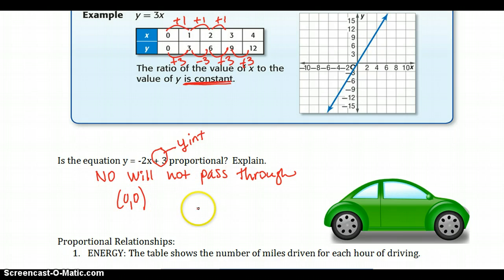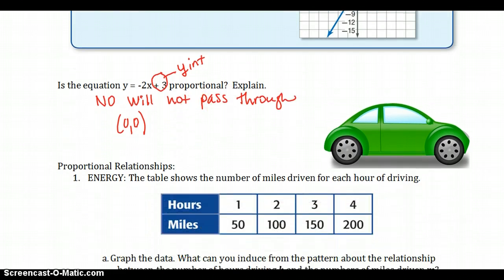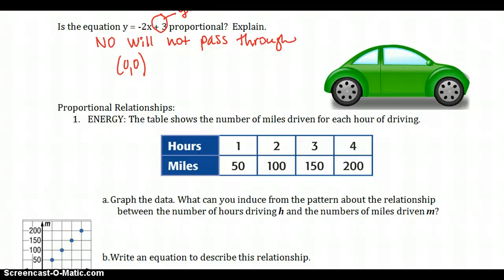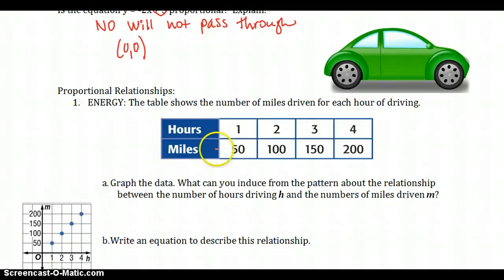There was something extra beyond the y equals kx. The extra was the plus 3. All right, these are proportional relationships. They've given them to us. The table shows the number of miles driven for each hour of driving. Sounds like a distance equals rate times time problem to me.